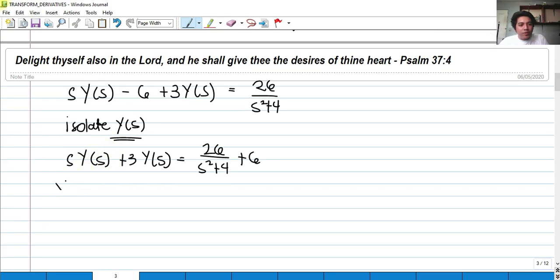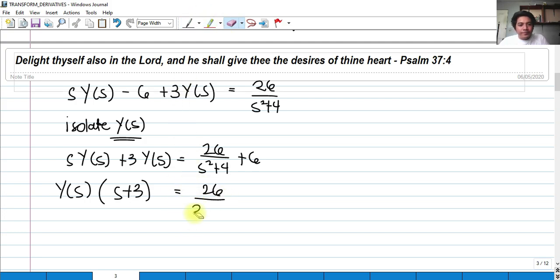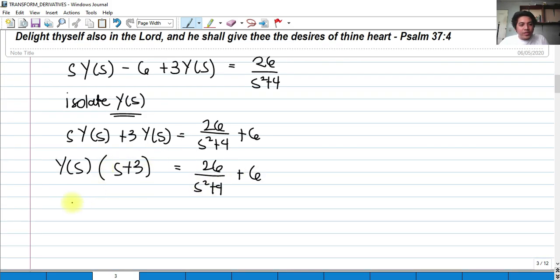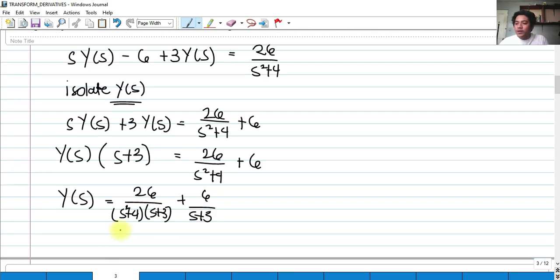Then y of s is common to them, so I can factor it out. We have y of s times s plus 3 is equal to 26 over s squared plus 4 plus 6. Divide both sides by s plus 3. So we have y of s equals 26 over s squared plus 4 times s plus 3, plus 6 over s plus 3. So what are we going to do here?